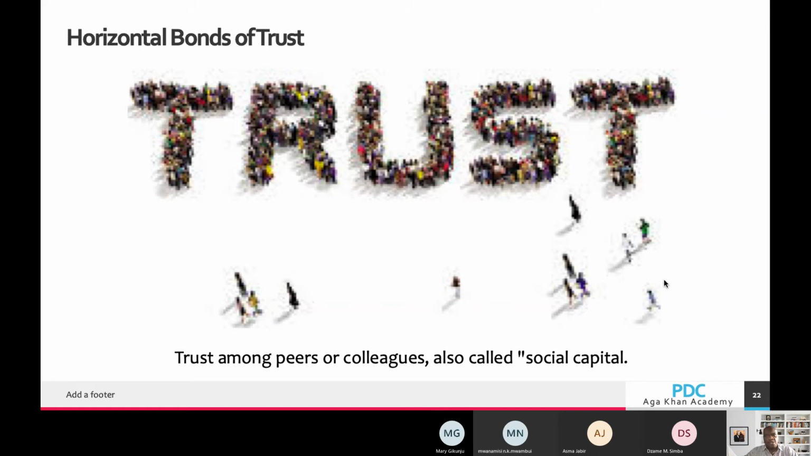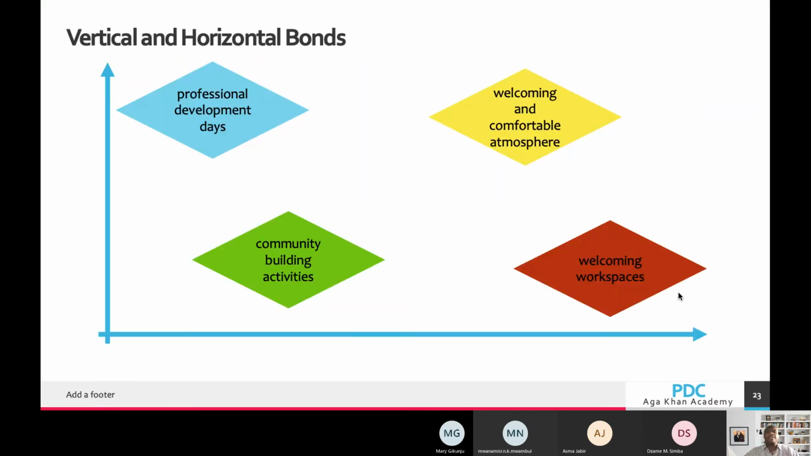So we are talking about horizontal bonds. We are talking about vertical bonds. And knowing about these bonds is very, very important as a school leader, because it will help you in the way you are dealing with adaptive challenges. So all these are very important. So vertical bond and horizontal bond.